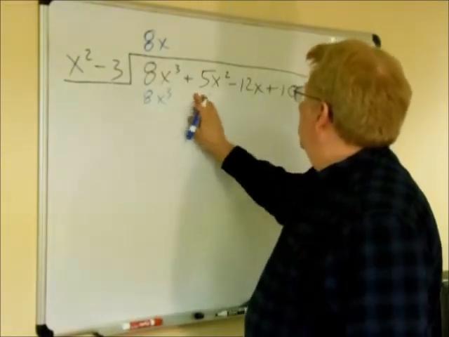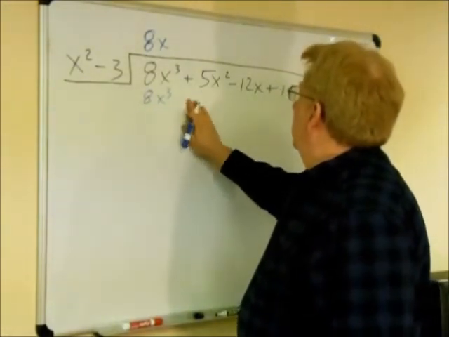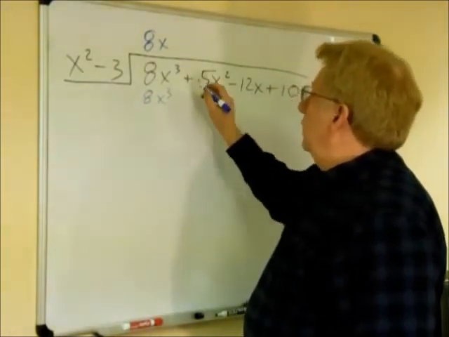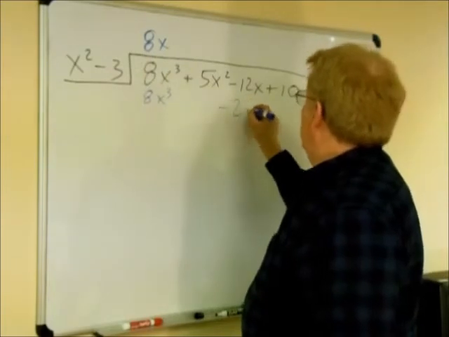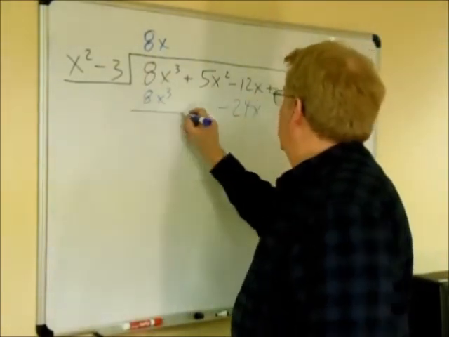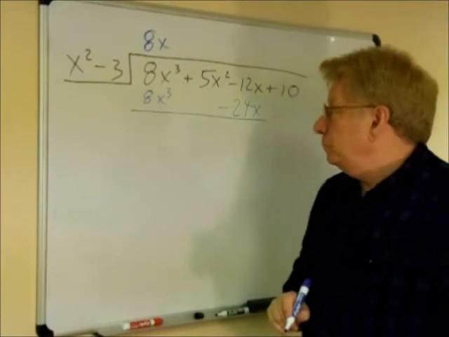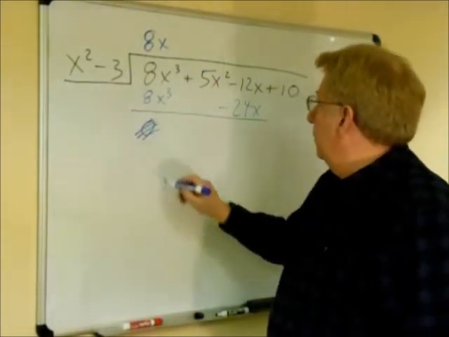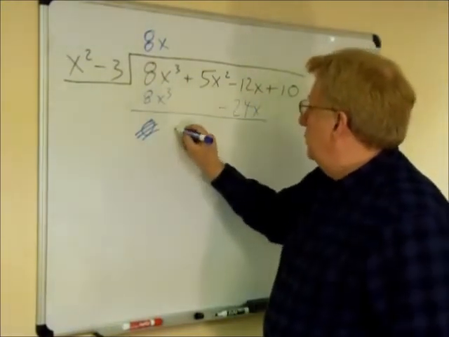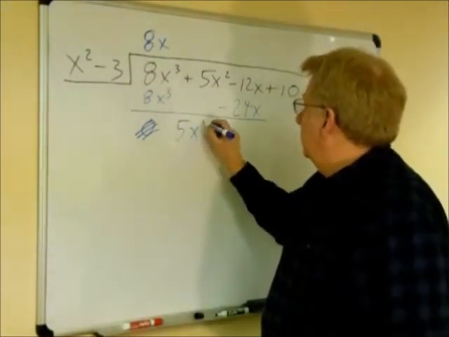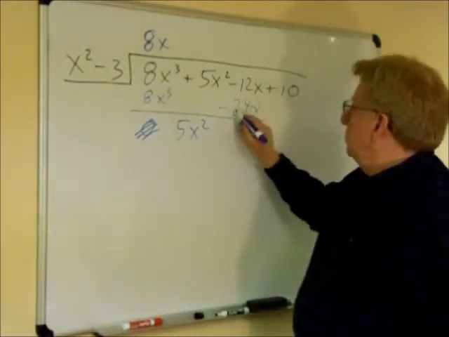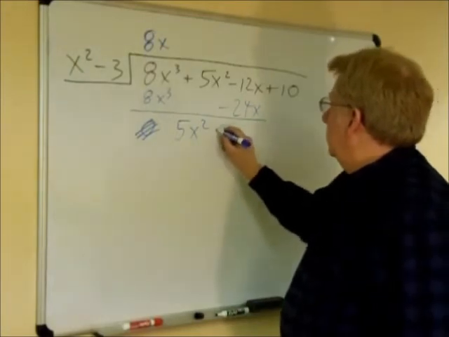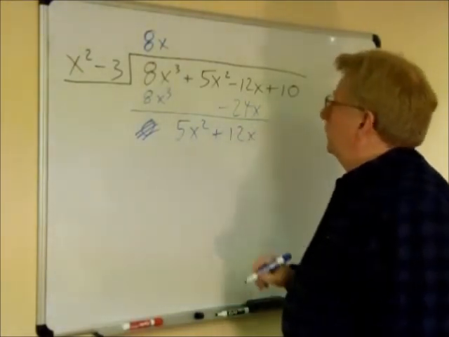Well, okay, that's going to line up under this next one. So 8x times minus 3 gives me minus 24x. Put that over there. Alright. So 8x cubed minus 8x cubed, 0, out of the picture. 5x squared minus nothing leaves us with 5x squared. Minus 12x minus a minus 24x gives me plus 24x. So I end up with plus 12x.